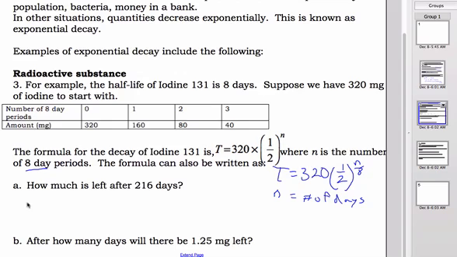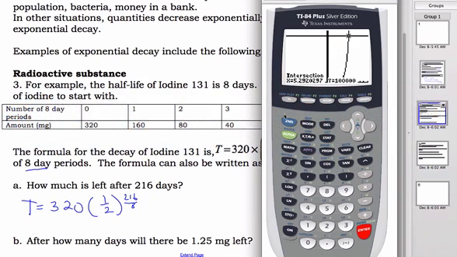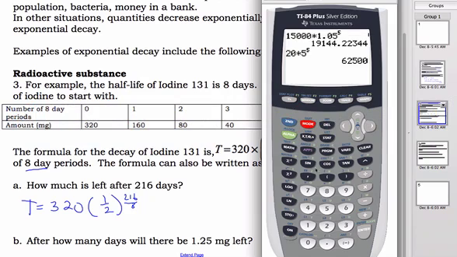So I'm going to use my GDC, but I'm going to type in the equation I'm going to use first. So it's going to be 320 times half to the power of 216 divided by 8. And let's do that on the calculator. I'm going to type that in, 320 times half, now I can do 0.5, the power of 216 divided by 8. And I get a very tiny number on your calculator.